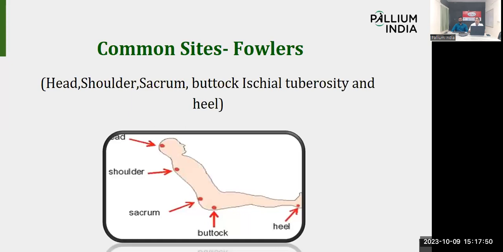At that time, if the position is not changed, it can lead to pressure sores, mainly in the head region, that is the occiput region, shoulder region, sacrum region, buttocks region, and also the heel area. Okay, buttocks mainly means the ischial tuberosity, where the hip bone is, right?